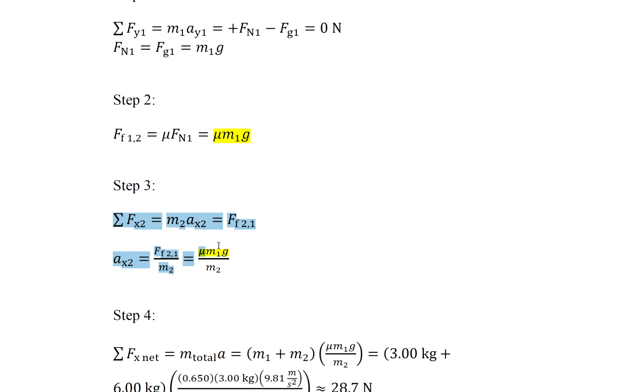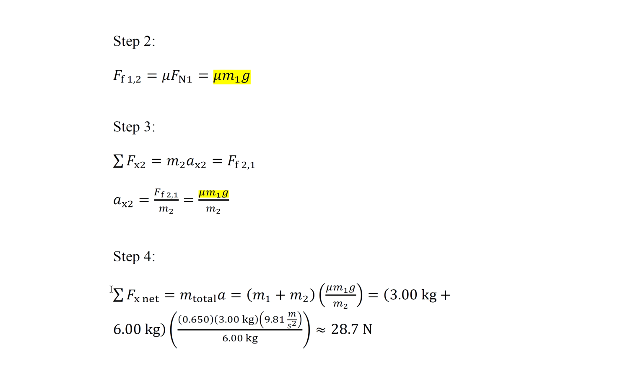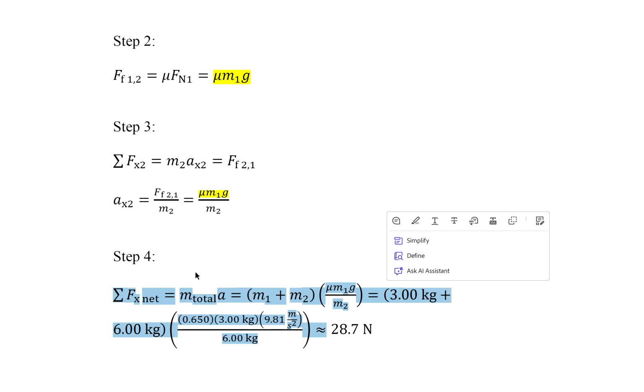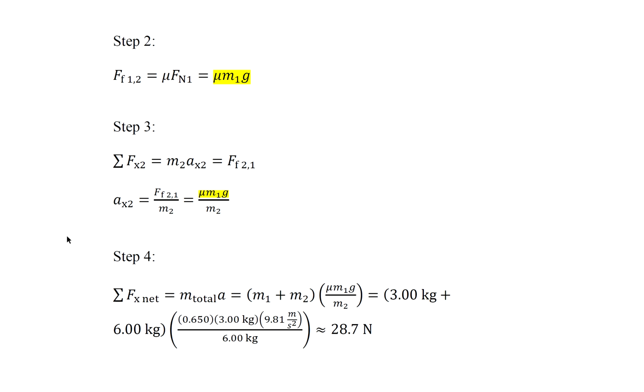Step 3, sigma F sub x2. And then finally step 4, sigma F sub x net. So the net means total. So the mass total is m1 plus m2, and the acceleration is going to be the acceleration of x2, which is this here. So that's our solution.